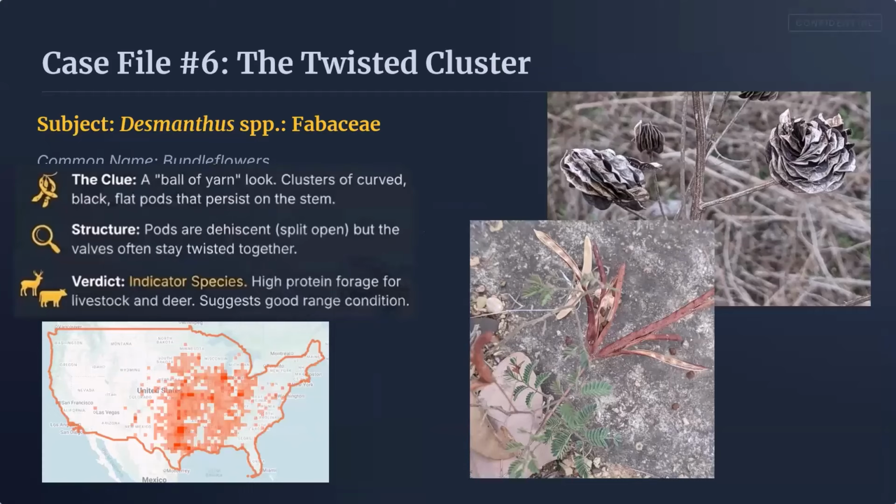Next, we have another example in the Fabaceae family. This is our twisted clusters. So we've got two different species here. On the left, we have velvet bundleflower, and on the right, we have Illinois bundleflower. And both are legumes. They have bean pods, but they're unique in that they have pods that curl around each other. So that's just another very desirable wildlife species, and their seeds do remain viable throughout the winter. So it's a good thing to have on your rangelands.